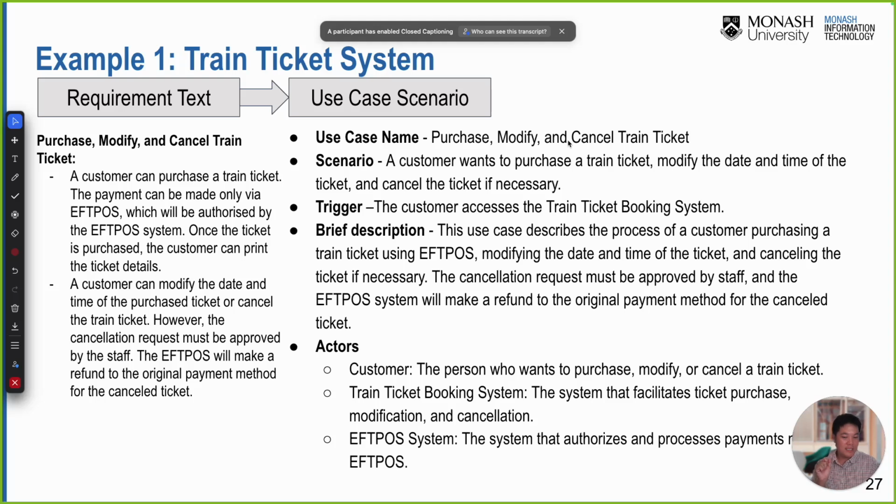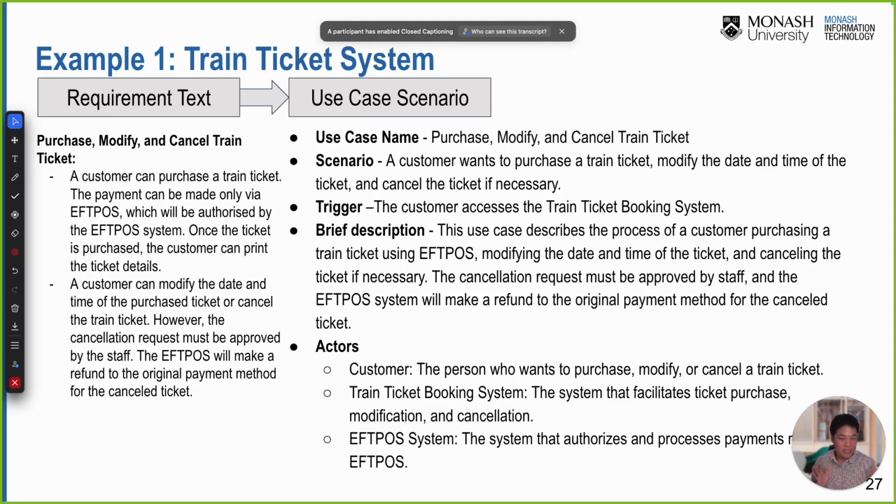The scenario is that a customer wants to purchase a train ticket, modify the date and time of the ticket, and cancel the ticket if necessary. When will this use case be triggered? When the customer accesses the train ticket booking system, this use case will be triggered. What is a brief description of this use case? Simply, this use case describes the process of a customer purchasing and so on. This is just a summary of the requirement text here, right?